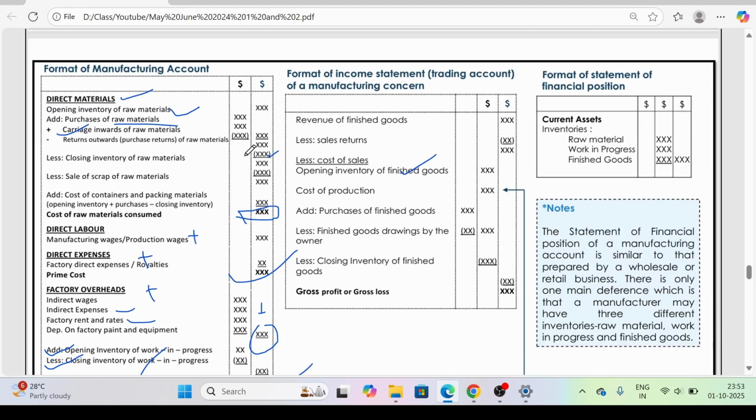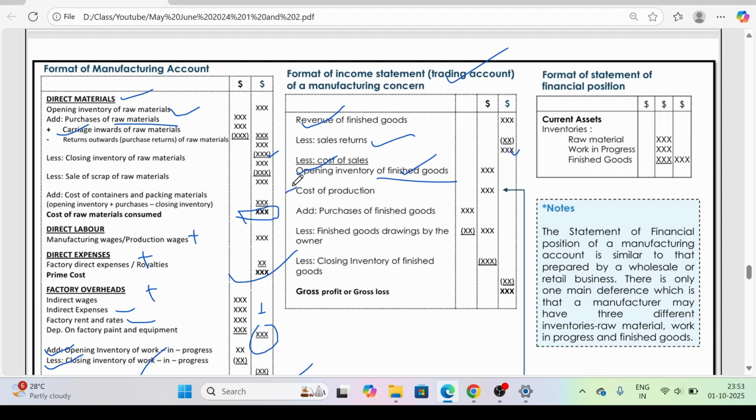Then in the income statement, how are we going to do it? Trading section. So revenue of finished goods, that means completed goods. Sales return, if there is any sales return, we will minus. We will get the net sales. From that, we will add opening inventory of finished goods. Remember, finished goods only we will write in the income statement.